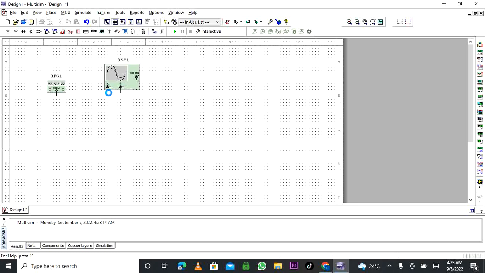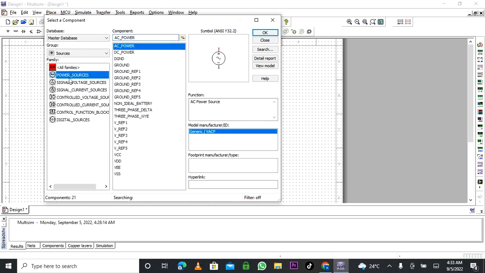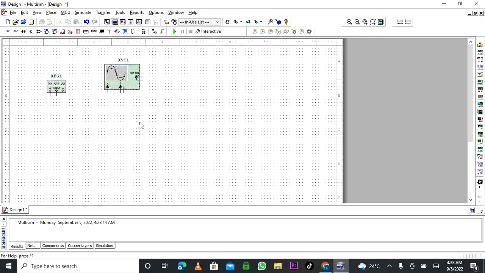Remember that ground is located in the sources group, the power sources family. So to get there, I just went to the upper left toolbar with the components, place source, make sure it's in the power sources family, and we can pull the ground component there and place that.